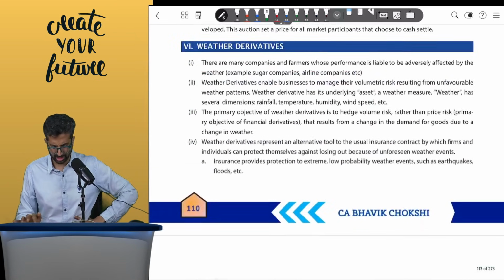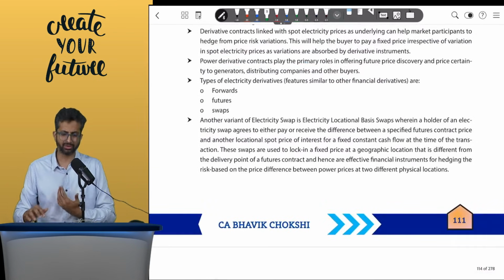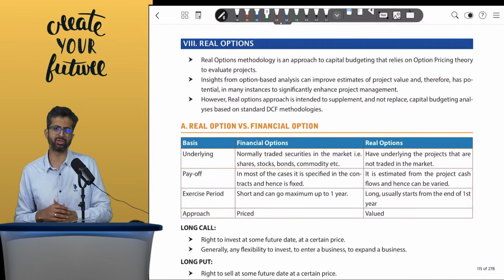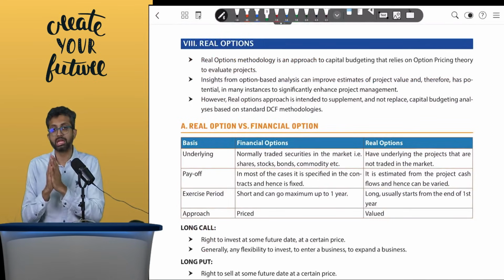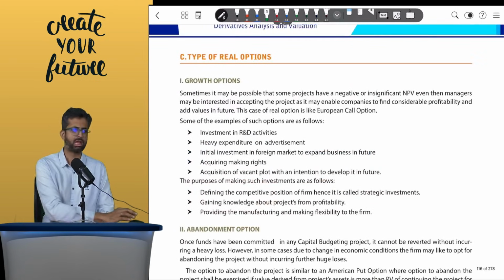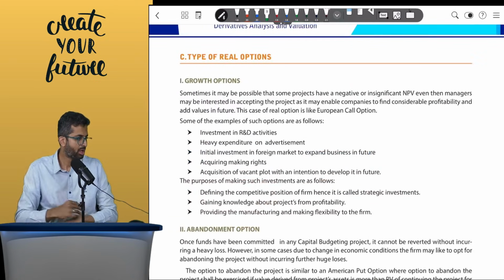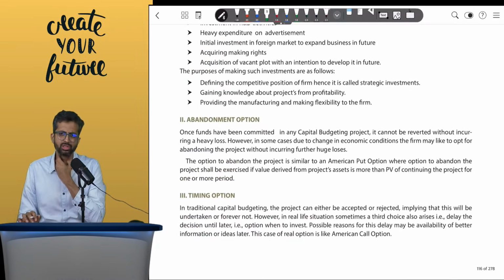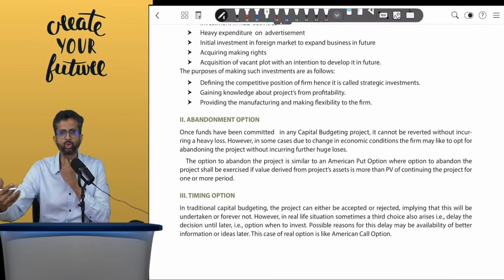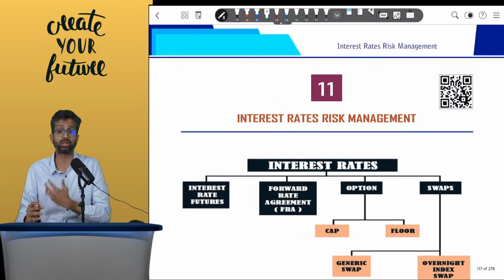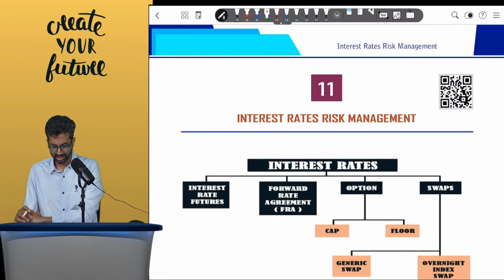Then you have weather derivatives where the underlying is the weather, electricity derivatives where the underlying is electricity, and then you have real options, with 3 particular sums on real options for which you have shared a separate video. Abandonment option and growth option can be reviewed over here. The abandonment option is like a put option if you want to exit a project, and there will be timing options, that is, an option on when you want to start or execute a project. These are called real options, where the underlying is a project.